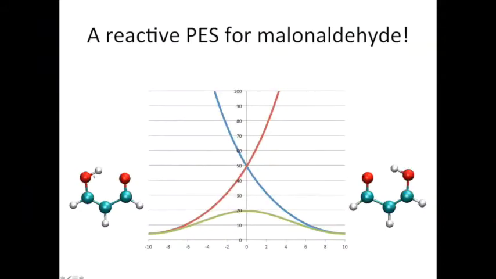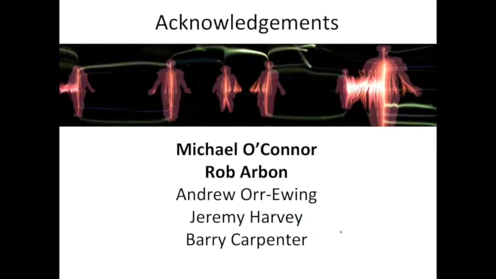So this is my reactant state, my product state. My reactant diabat is the red line, my product diabat is the blue line, and my EVB potential is this guy here. So this is my fully reactive. So this is it. This is how it works. And so that's all I have to tell you about.